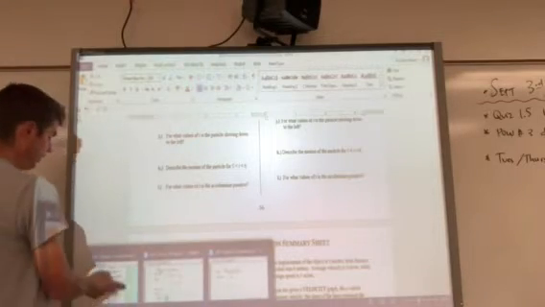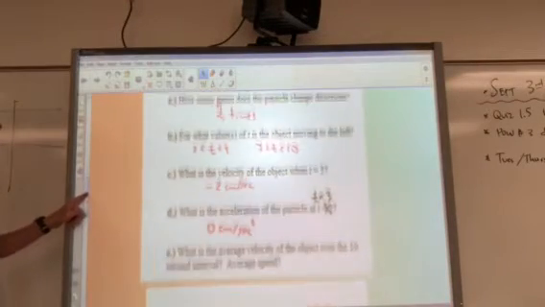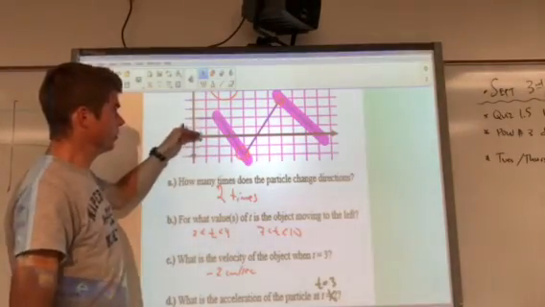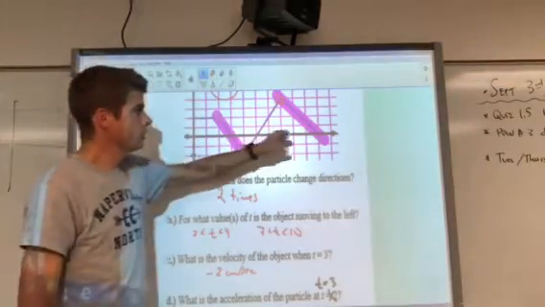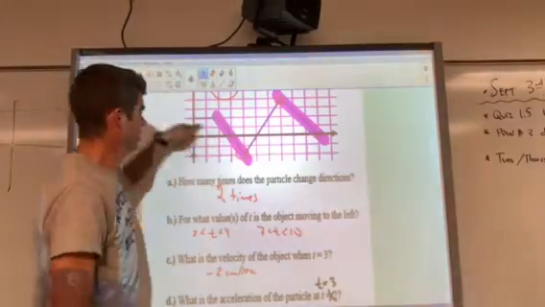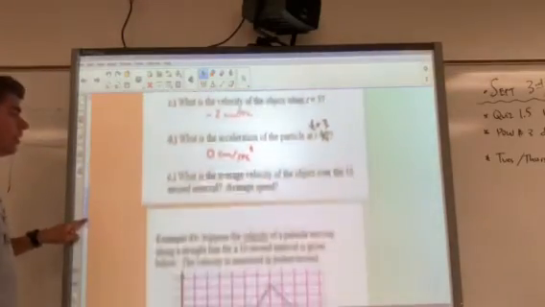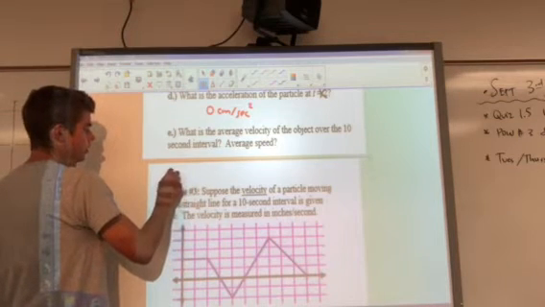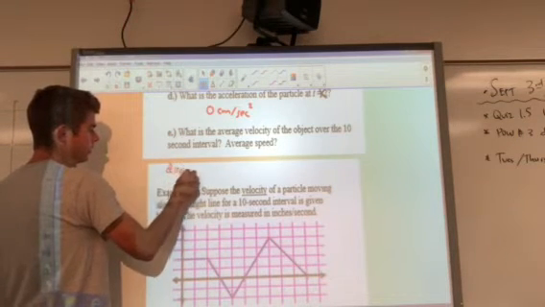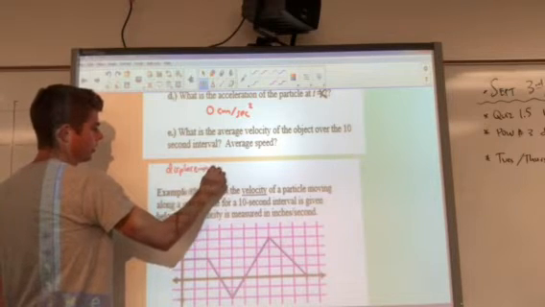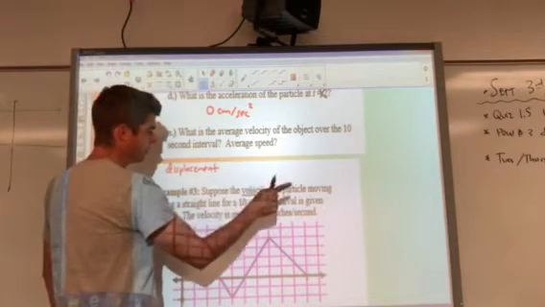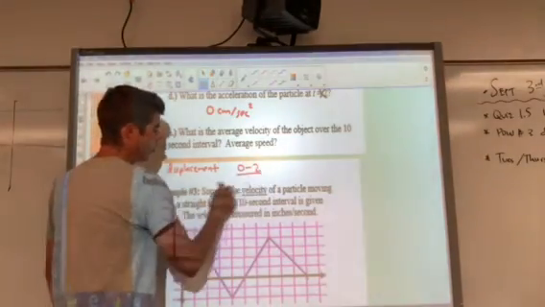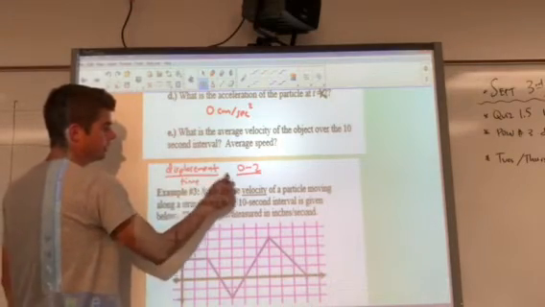So we take a look at our graph. The final position is at 0. The initial position is at 2, because remember, these y values are representing position. So the final position is 0 and the initial position is 2. For displacement, that would be the final position, which is 0, minus the initial position 2, over your time, which was 10 seconds.